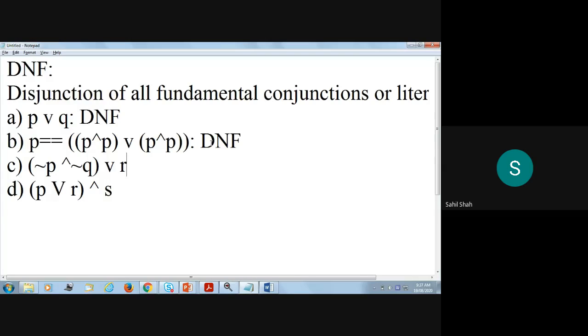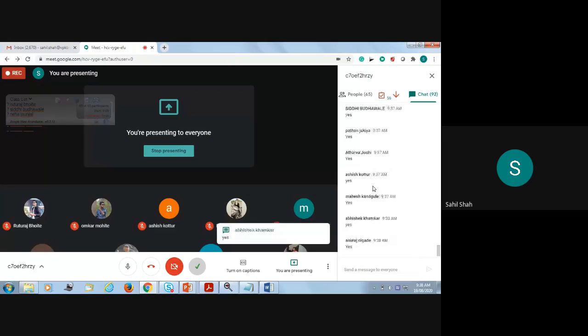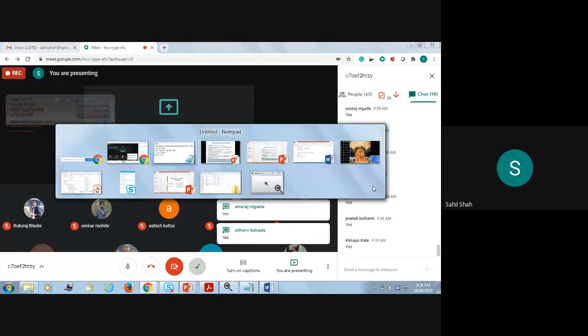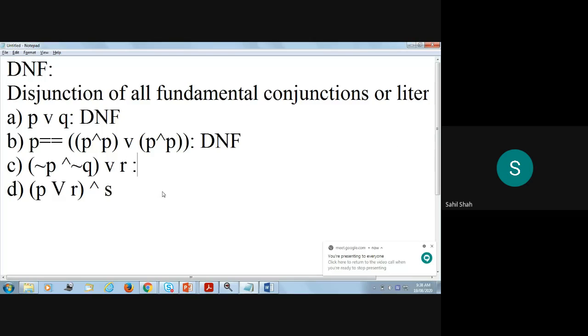That's fine. How about third? Whether third one, example number C, negation P, conjunction negation Q or R is in the DNF. Third one, yes, all are saying yes, it is in DNF. How? This is in conjunctive. Okay, fundamental conjunction. Negation P, conjunction negation Q, fundamental conjunction. I have to look for middle symbol, disjunction R. Okay. How this R happens to be in fundamental conjunction? Because we could have disjunction of all fundamental conjunctions or literals.